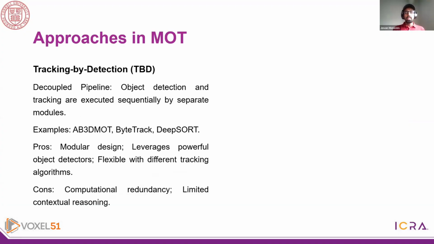Broadly, at a high level, there are two classes of methods that are used in multi-object tracking. One being tracking by detection. As the name suggests, this is a decoupled approach where we first perform object detection and then we use either Bayesian frameworks or learning-based methods to perform tracking using these detections. So it's essentially a sequential process. There are a lot of methods that have been developed in literature, like BiTrack, DeepSort, and AB3D-MOT.